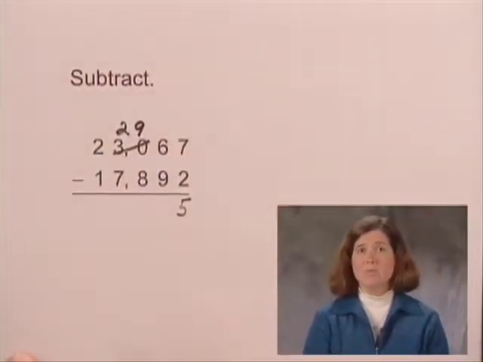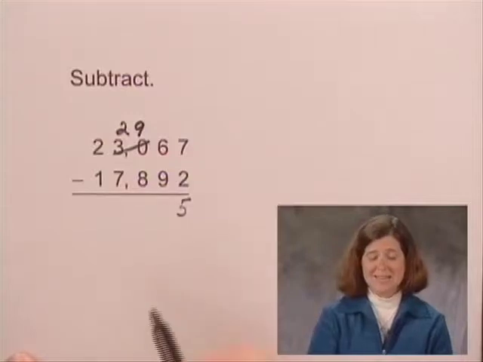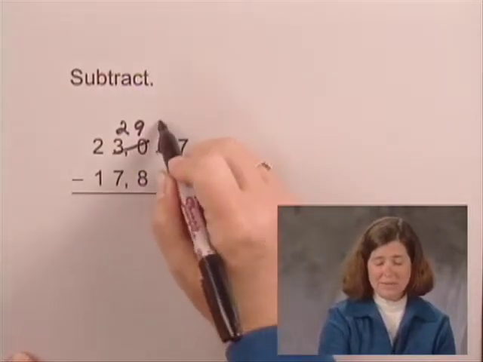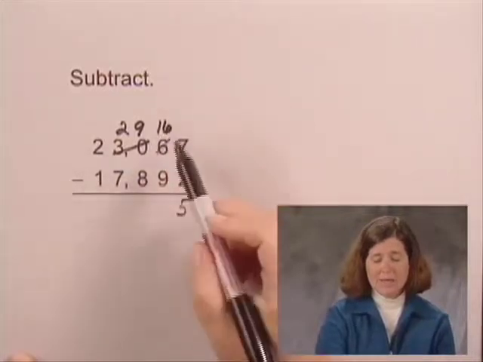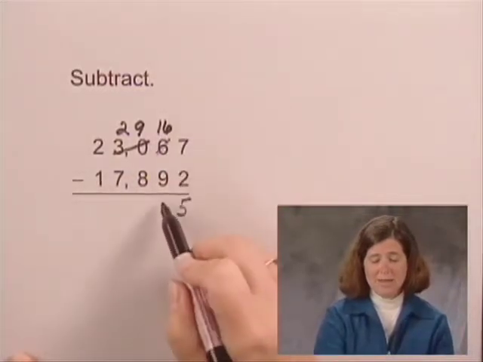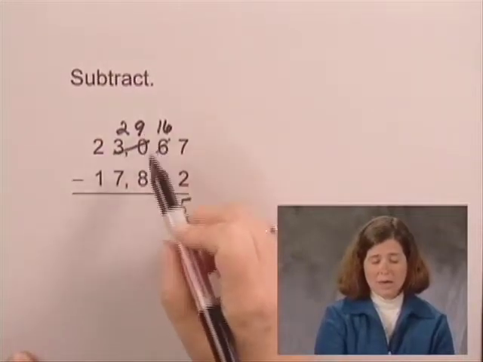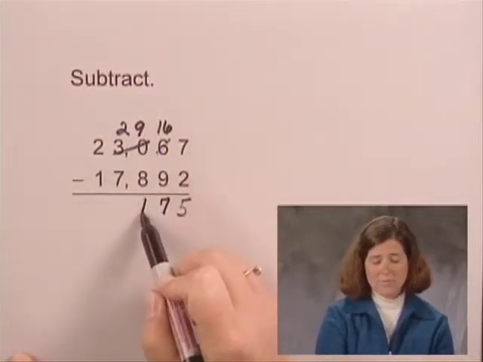Borrowing 100 from 30 hundreds gives us 29 hundreds plus 1 extra hundred. That 1 extra hundred we'll rename as 10 tens. 10 tens plus the 6 tens here gives us 16. Now 16 minus 9 is 7. Moving to the hundreds column, 9 minus 8 is 1.